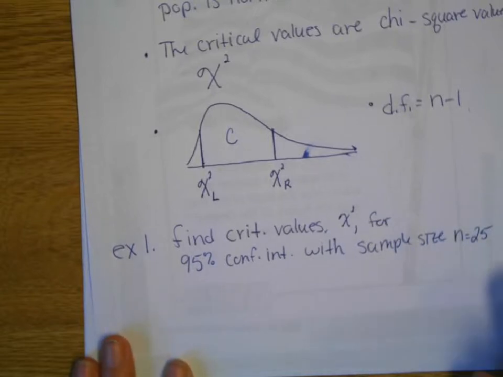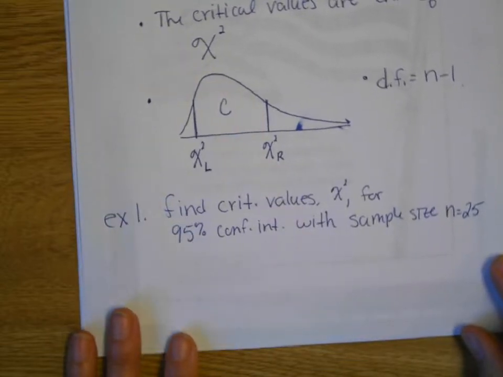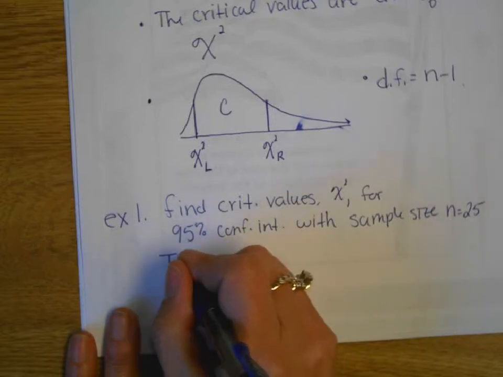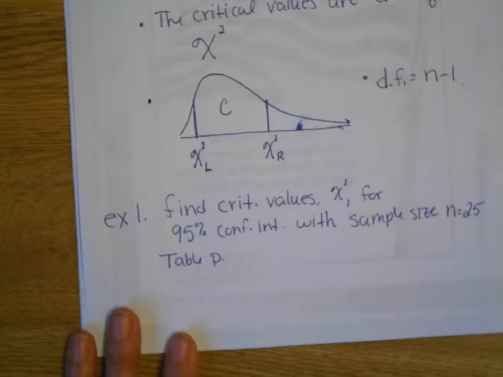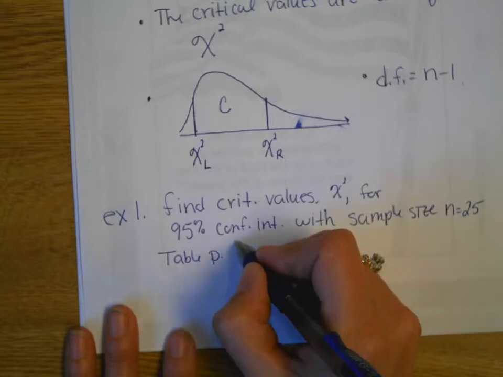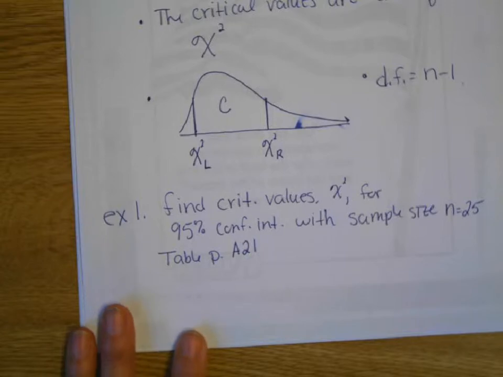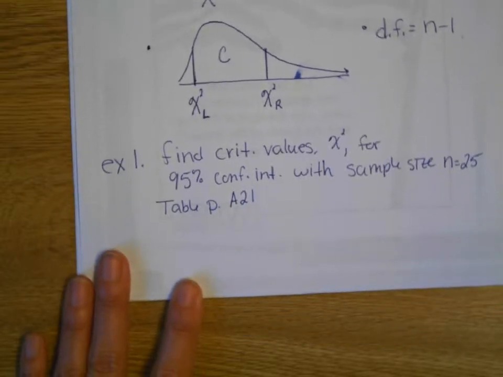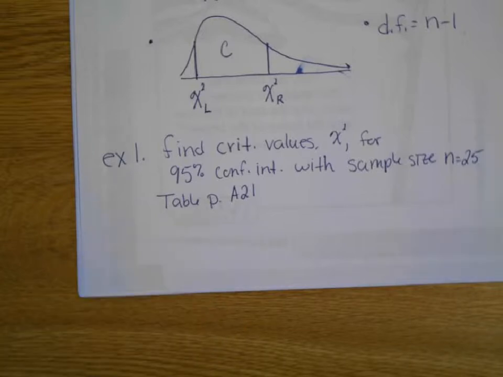So the table, and even the newer calculators don't have chi-squareds built in, I'm pretty sure. So you have to use the table. The chi-squared table is on page A21, in the back. And chi-squareds are based on areas to one direction or another, and we'll talk about that.